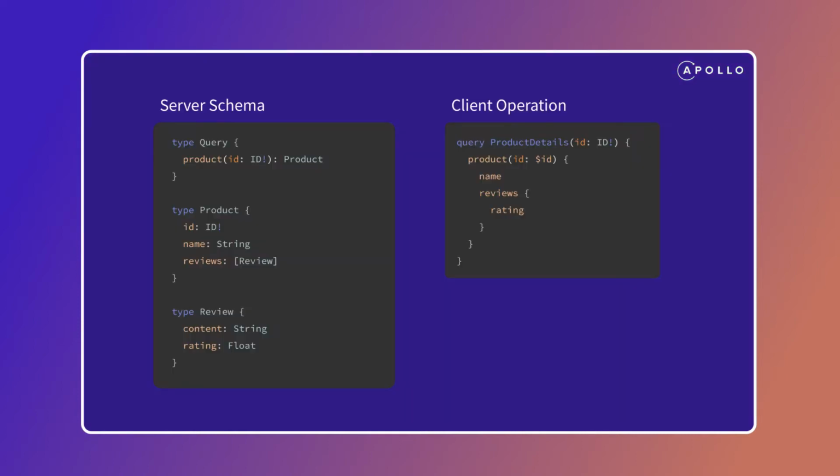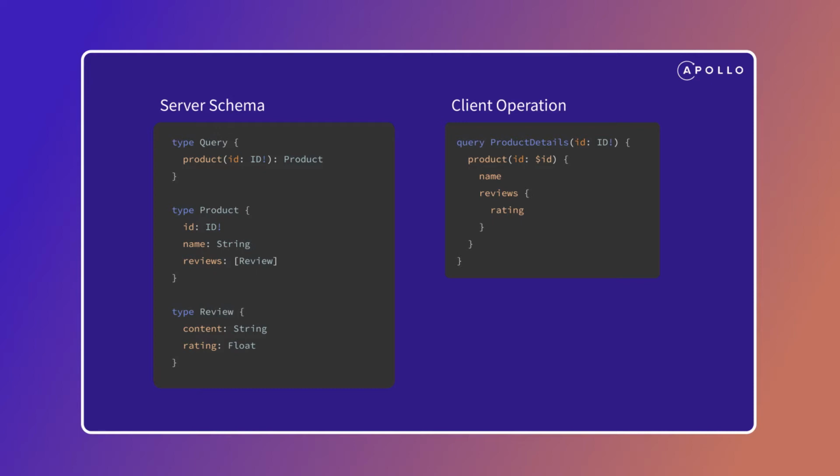To show you what I mean, on the left here, I have the schema for a GraphQL server. This is a way that the server declares all the capabilities that it can provide to any client. Capabilities like fetching a product by ID, fetching the name and ID of a product, and even traversing the relationships between that product and other types like the review.